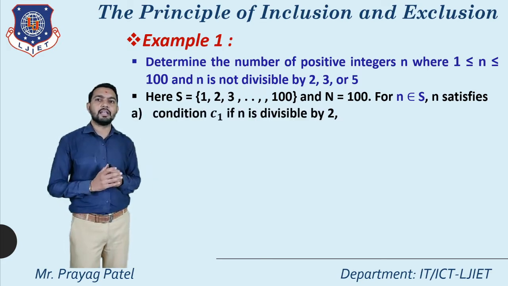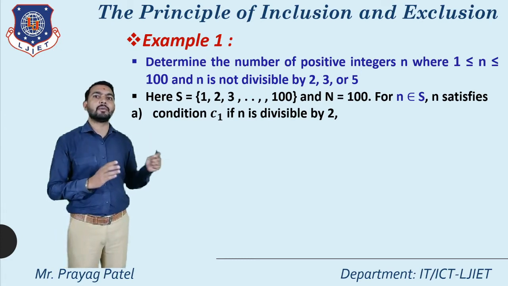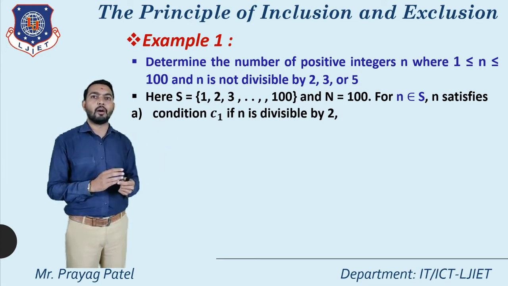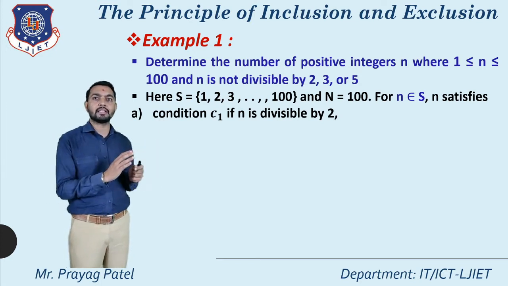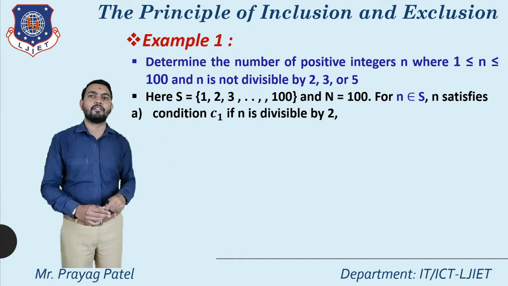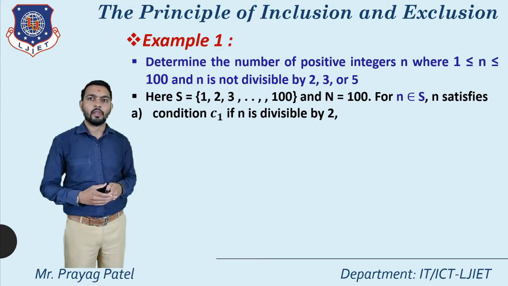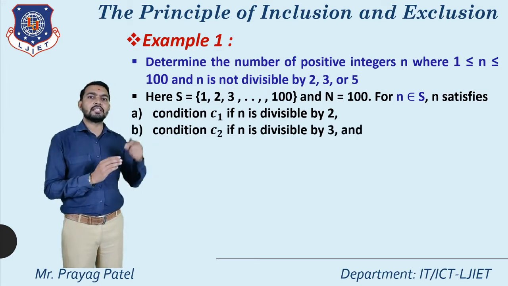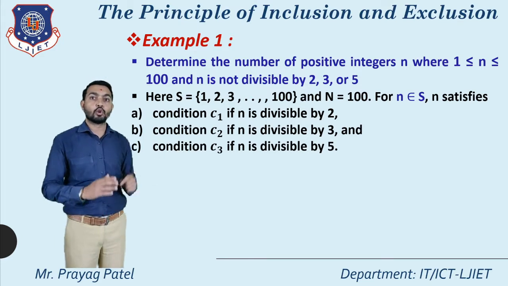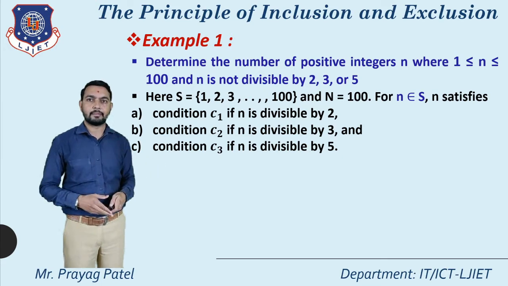Now the first condition is C1. C1 means if n is divisible by 2, then it is considered as C1. Here we consider the opposite of the given data. Our target is not divisible by 2, 3 and 5, but here we consider the reverse. That means the C1 condition is n is divisible by 2. Then condition C2 is n is divisible by 3 and condition C3 is n is divisible by 5. So all three conditions are the reverse of the given conditions.